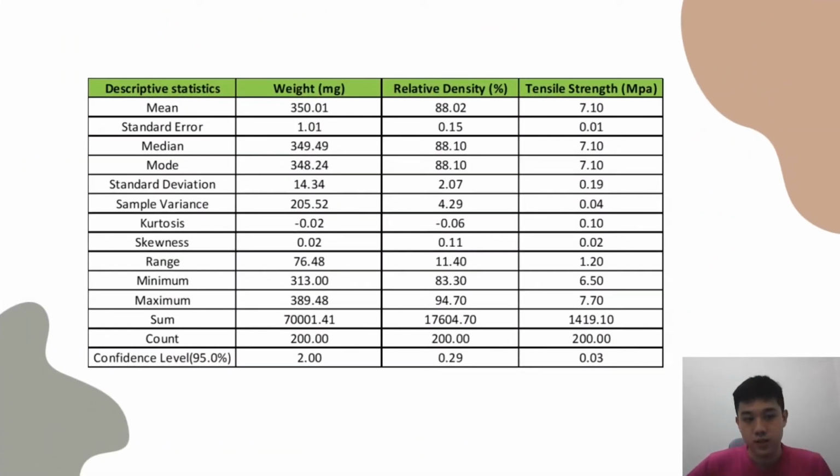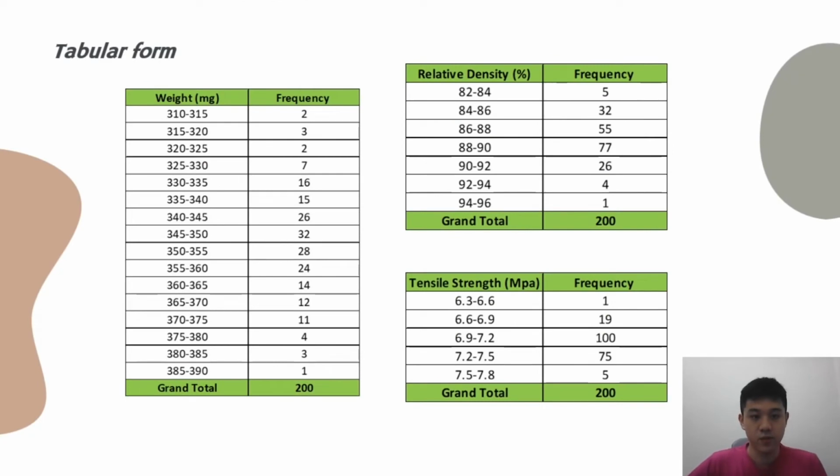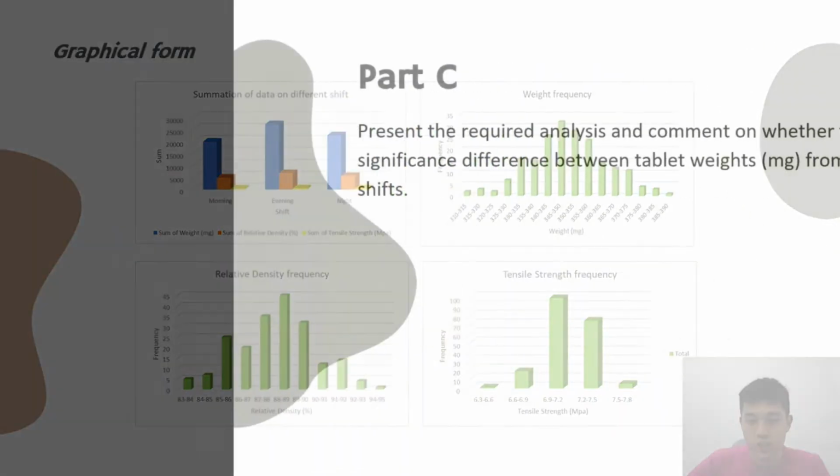So next we get a descriptive statistic for the weight, relative density, and tensile strength. And for tabular form, we get the frequency for the weight, for the relative density, and also the tensile strength. This is the chart for the weight frequency, relative density frequency, and the tensile strength frequency.